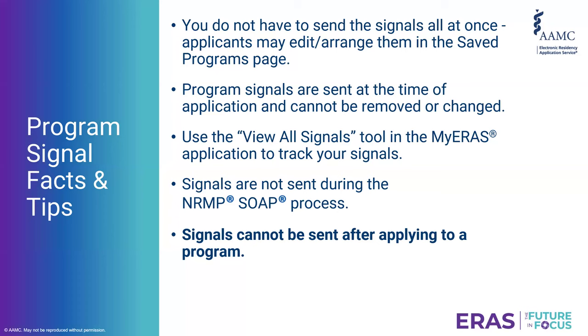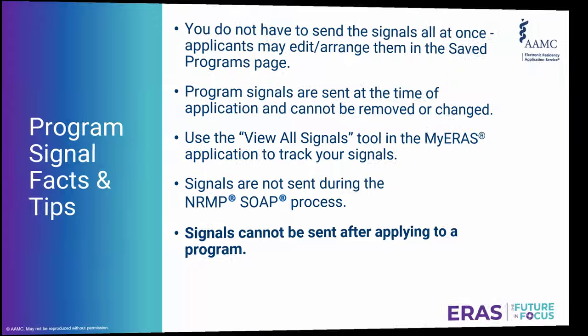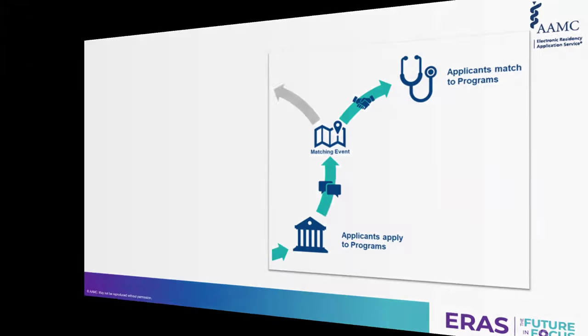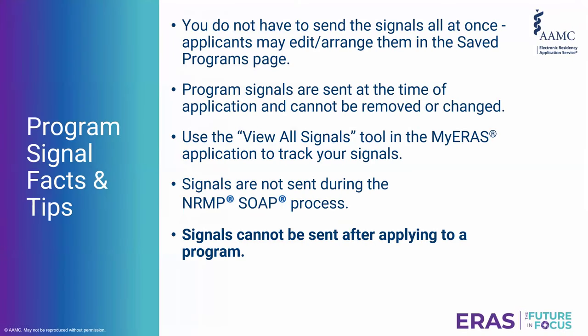There's a whole tracker in the MyERAS system that allows you to see how many you have left and where they've been allocated. So again, take that time to really make sure your signals are going to the right place. You'll see the second bullet there that program signals are sent at the time of the application and cannot be removed or changed. So what you don't want to do is apply to the programs and then try to assign a signal after that. Excuse me, that looks like the slide jumped a little bit too early there.